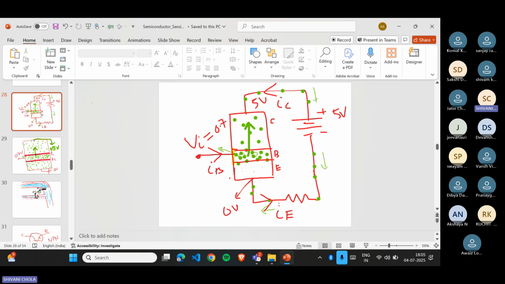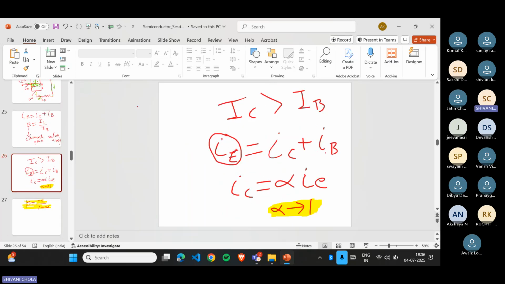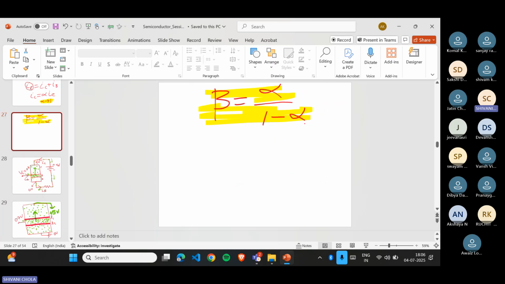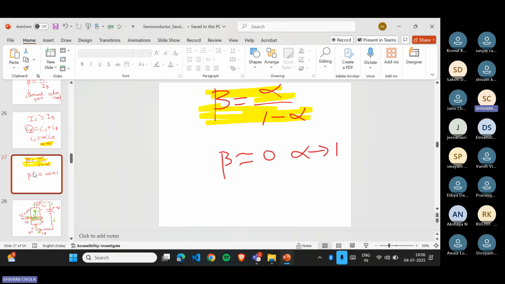You agree with me, right? If alpha is very close to one, IC will be very near to IE, because IE is equal to IC plus IB. And if your alpha is very close to one, just look at this term, beta will be very close to zero, right? In a practical sense, beta can never be equal to 0 or alpha can never be equal to 1, but we're just looking at it in terms of limits. So this is a short story about alpha and beta.